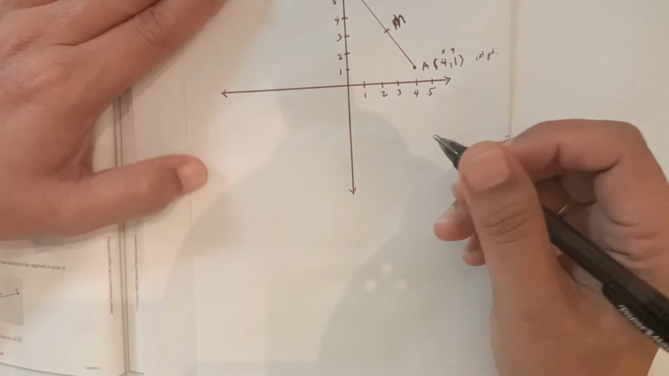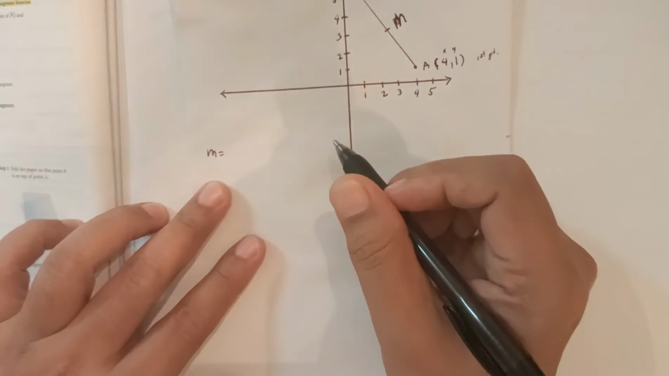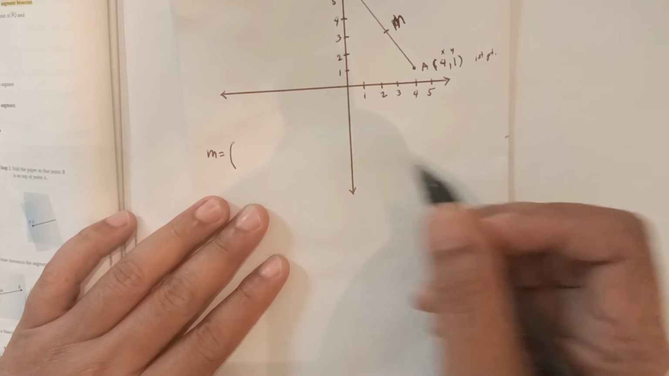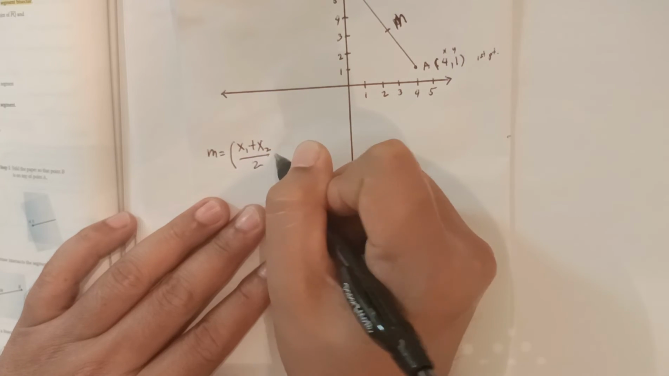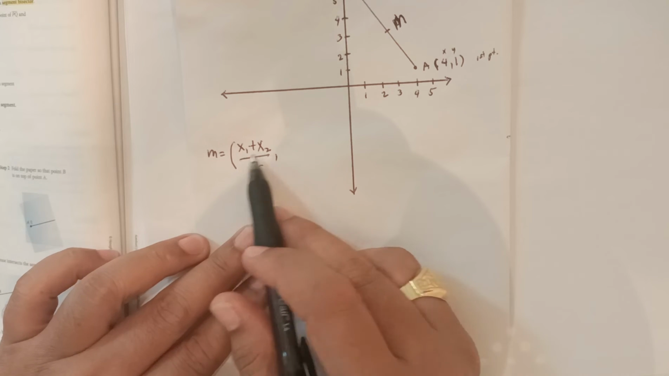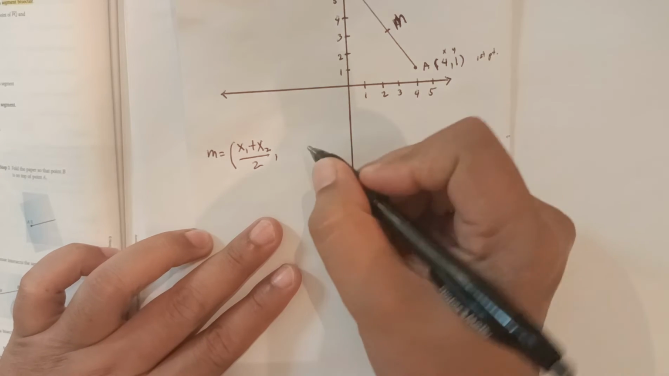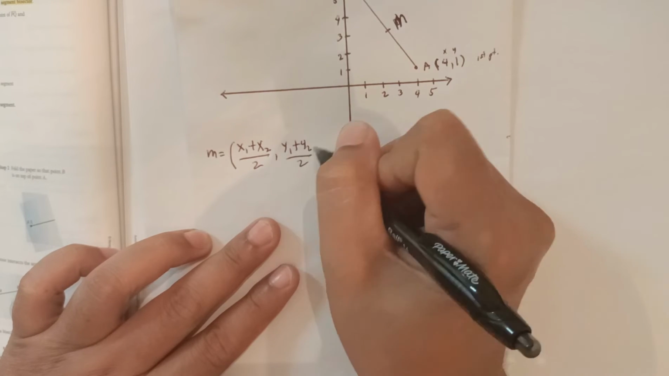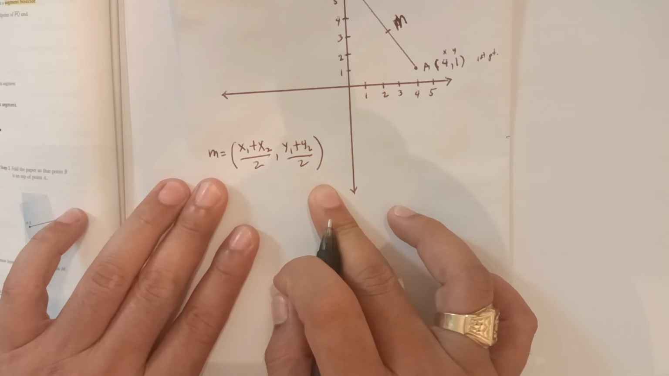Our formula is M equals, open parenthesis, we're going to begin it. So we have x sub 1 plus x sub 2 over 2. As you can see, we simply add the two x values, then divide by 2. Then on the other side, we have y sub 1 plus y sub 2 over 2. So this is the formula for the midpoint.